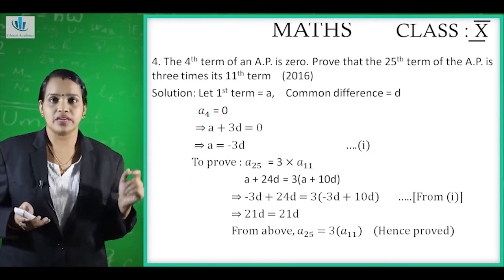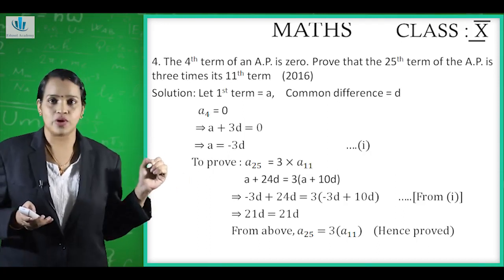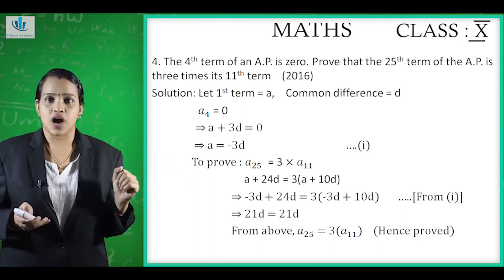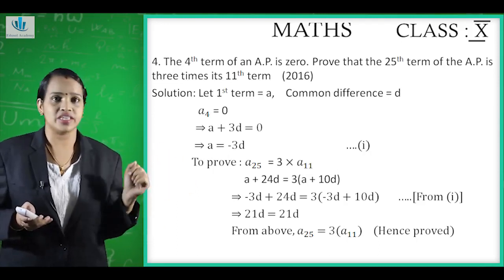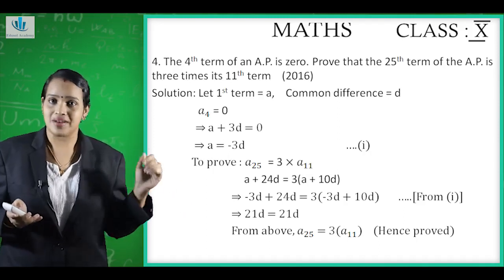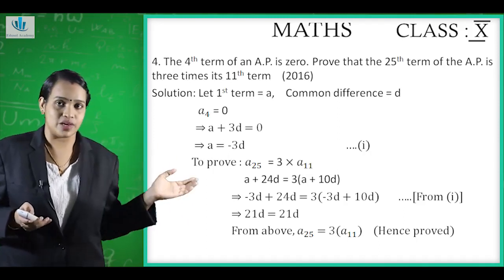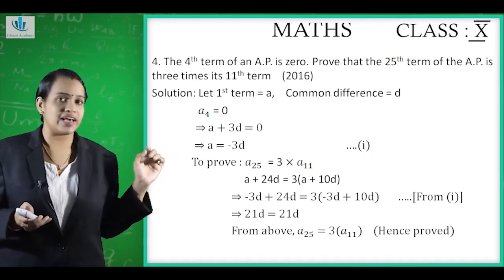Now in the question it is said the fourth term of an AP is equal to 0. Therefore A4 is equal to 0, that is A plus 3D is equal to 0. That is, A is equal to minus 3D. We give it as equation 1.